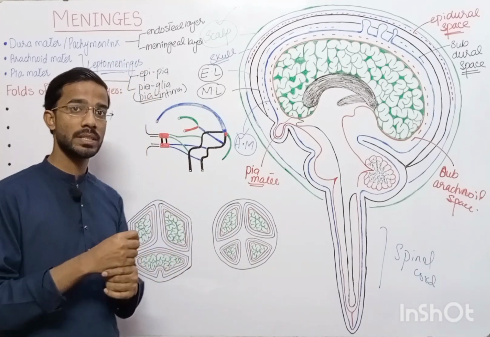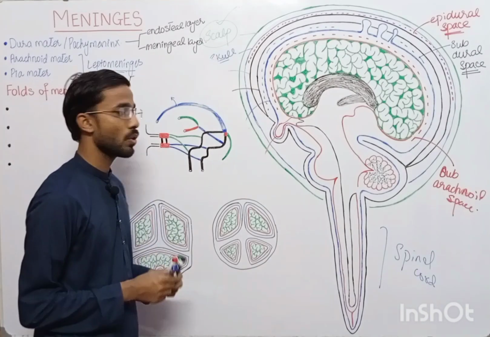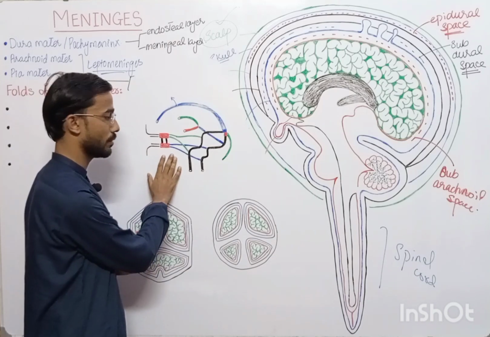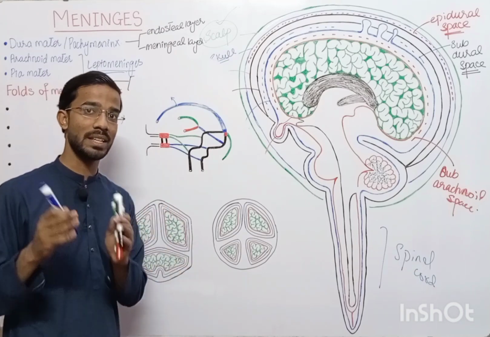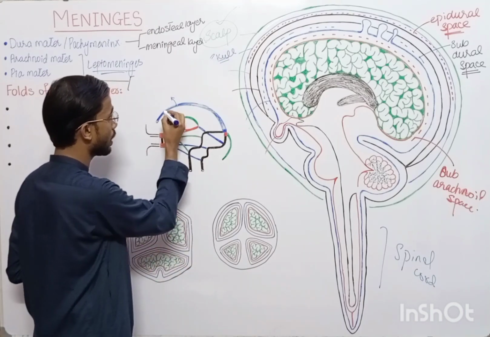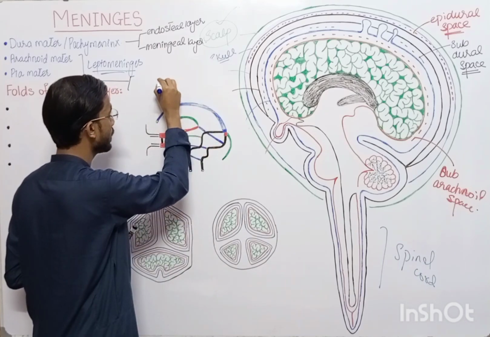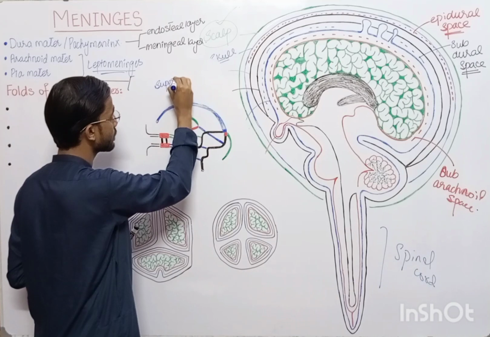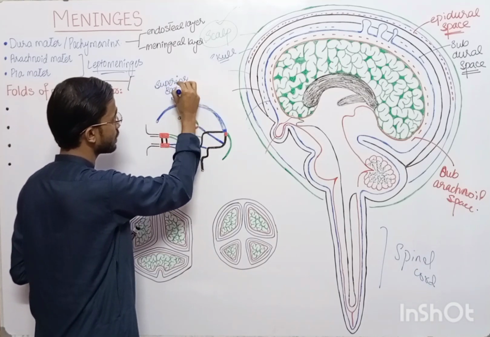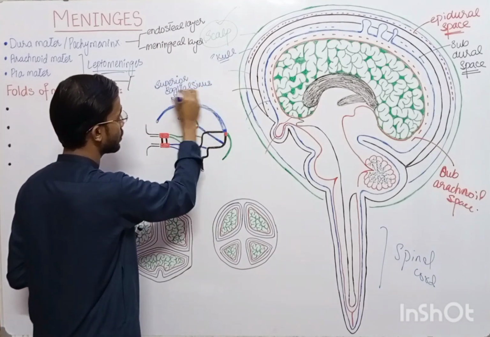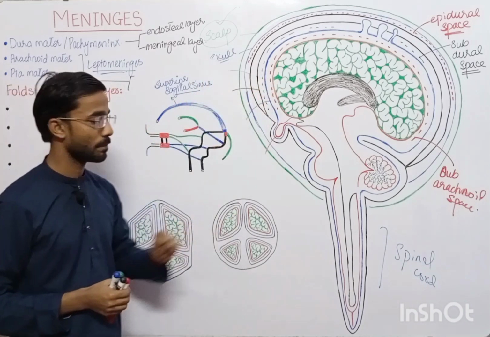So first of all, we will discuss the sinuses, and then we discuss its coronal section. So we will discuss the venous sinuses of the dura mater. These are called dural venous sinuses. First, the one present at the upper part of the brain is called the superior sagittal sinus. So this is the sinus which is present at the upper part of the brain.